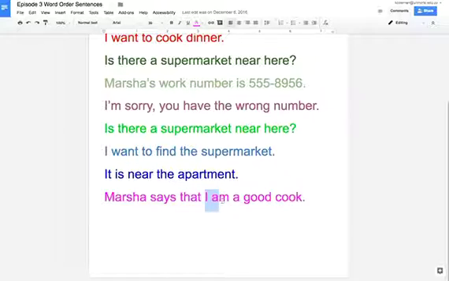Whenever this that I'm a, I'm sorry, I'm ruining this. Here's an example. Sorry about that. That I am a, because this is a consonant, and then this is a vowel. This links. So Marcia says that I'm a good cook.